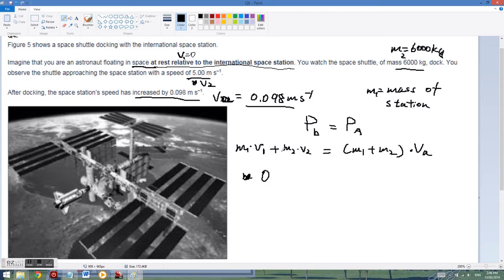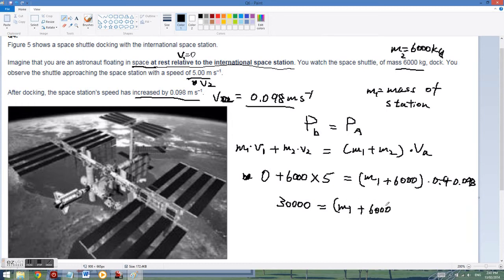Then we put down all the values. m1 v1 will be 0 because v1 is 0, plus m2 v2, 6000 times 5, equals m1 plus 6000 times 0.098. Then we do the math. 30,000 equals m1 plus 6000 times 0.098. You need to use a calculator. Okay, let's do it now.